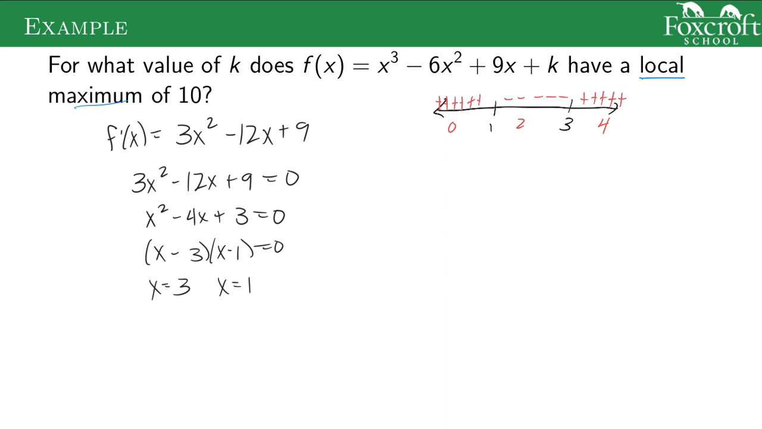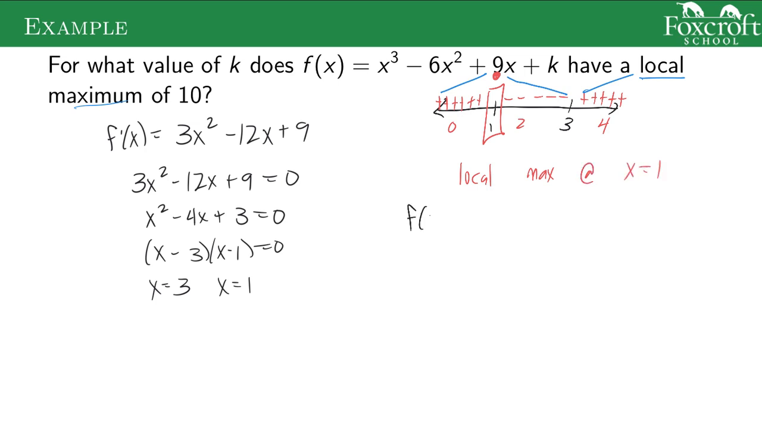So again, plugging things into my derivative, this tells me before 1, my graph is going up. After 1, my graph is going down. After 3, it's going back up. I'm looking for a maximum, and that has to happen here at 1. So my local max is at x equals 1. Let's plug that into our function and see what we get.